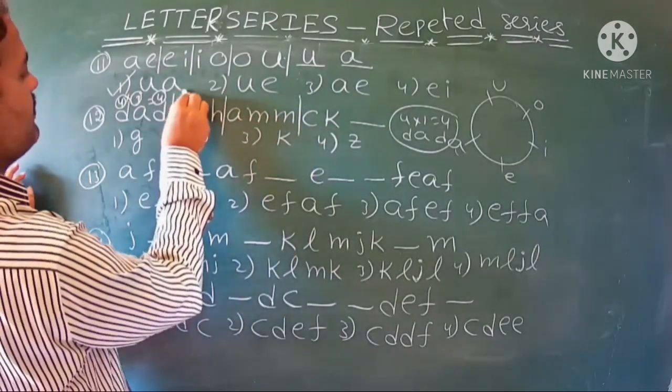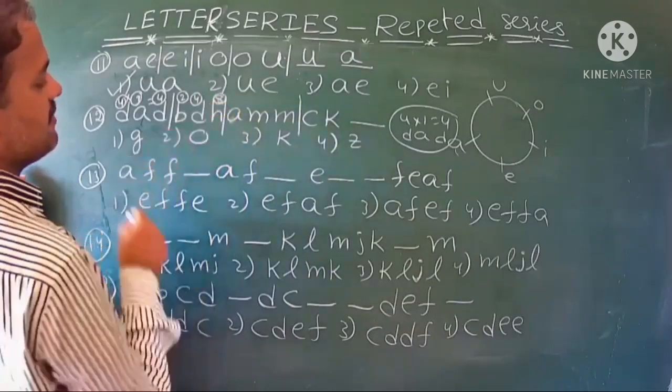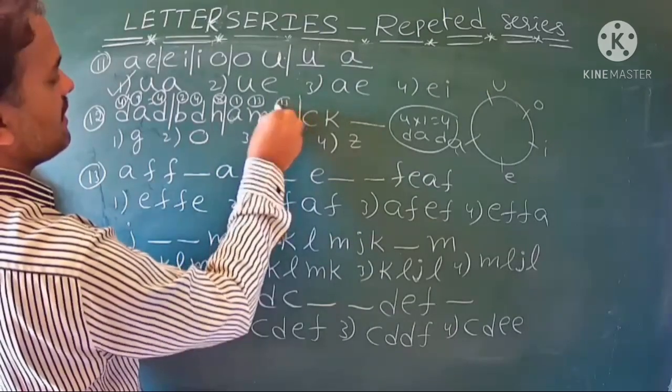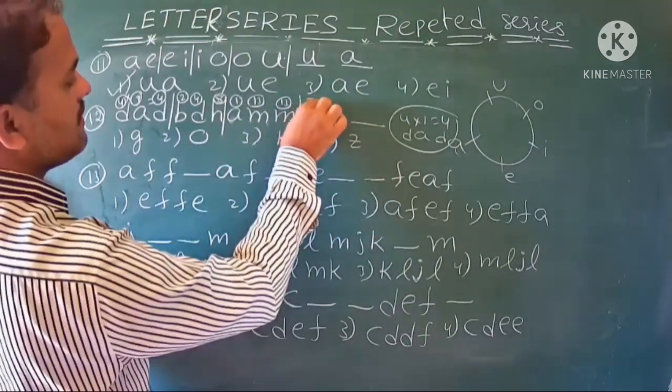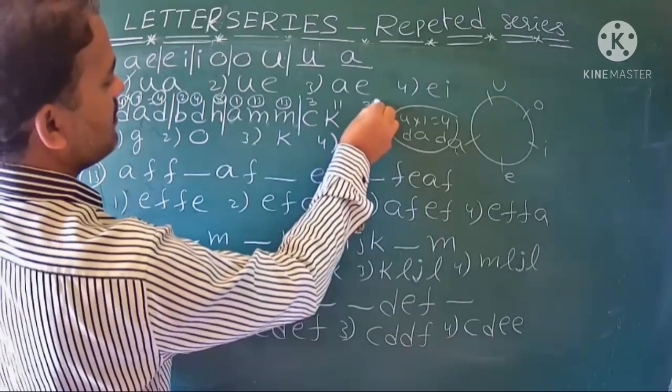Suppose B is 2, D is 4, 4 2 is 8, H is 8, A is 1, M is 13, again M is 13, 1 into 13, 13. Now C is 3, K is 11. So K into 11 means now I want 33.